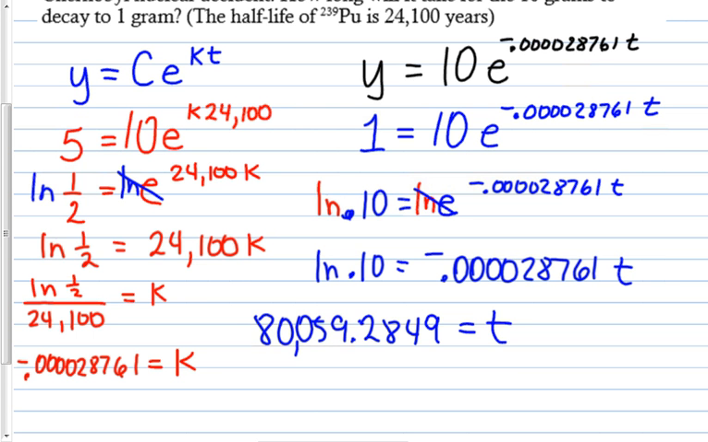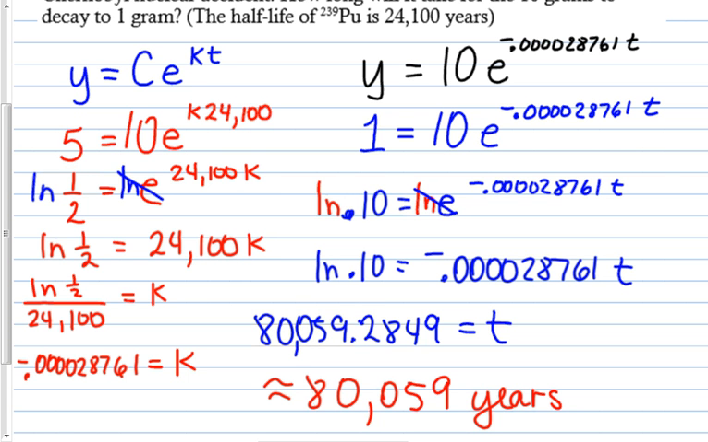In case they ask for an approximate time, this is roughly 80,059, and this was in years. And that's how long it would take for the plutonium to decay from 10 grams to 1 gram.